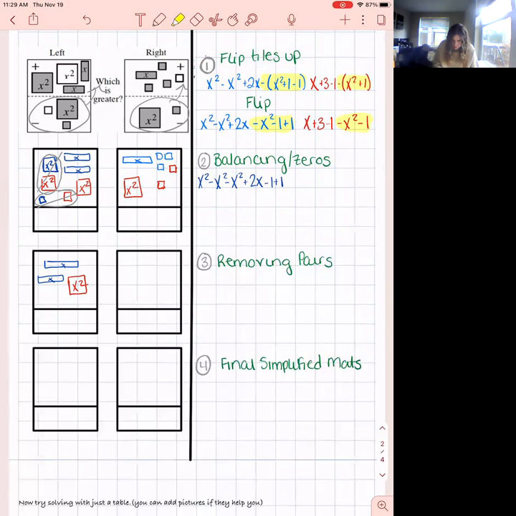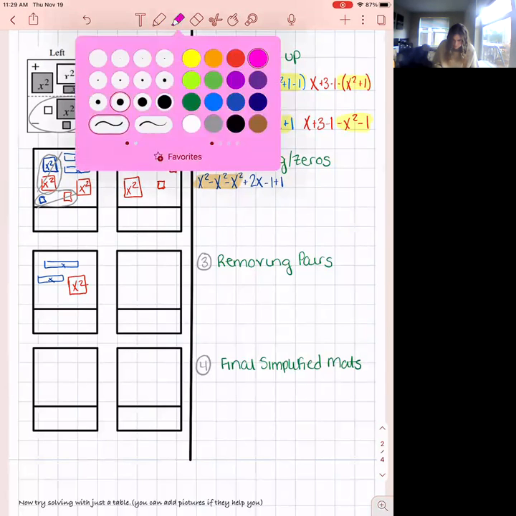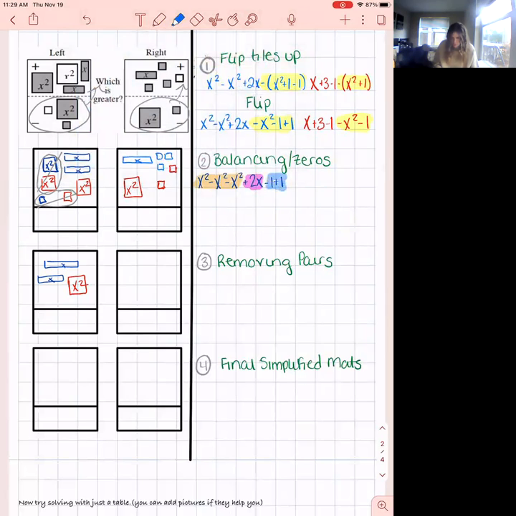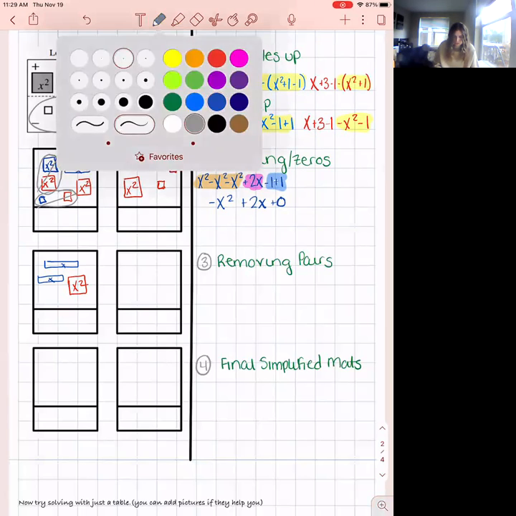Okay, if I'm combining like terms, I've got a bunch of x squareds to combine, 2x all by himself, and some units. So there's where my like terms are going to come from. This x squared minus x squared is 0, minus another becomes minus x squared, plus 2x, negative 1 plus 1 would be plus 0.